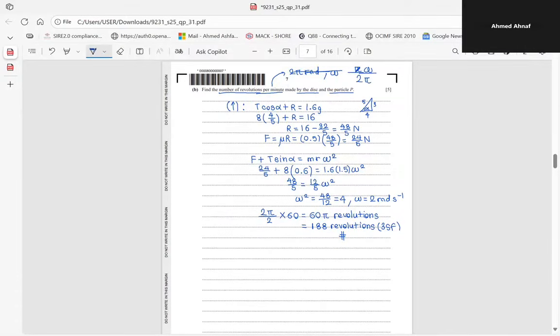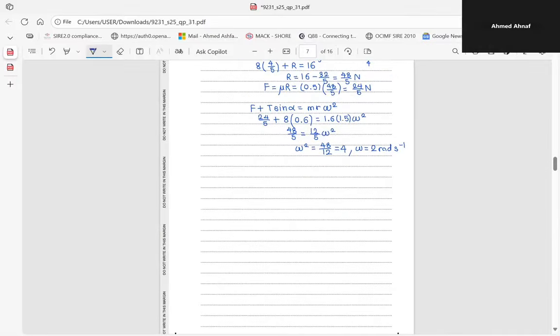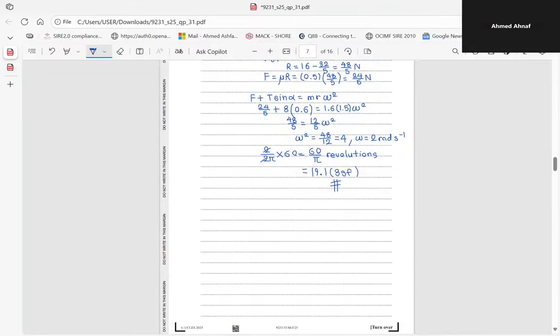This would give you the number of revolutions per second, and then multiply by 60. So hence, let me just erase this. This would just be 2 divided by 2 pi times 60. You would get 60 divided by pi revolutions, or you can write this as 60 divided by pi, 19.1 for 3SF. So this is our final answer for this part. Let's head on to the next question.